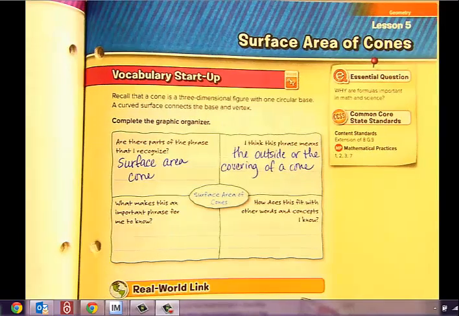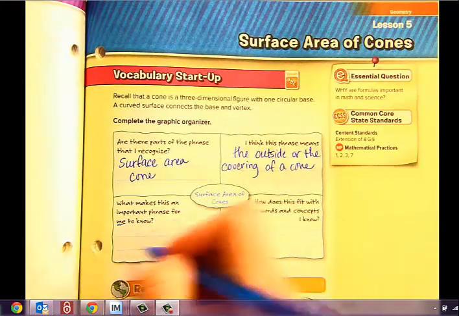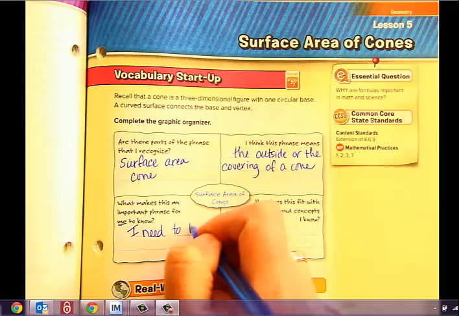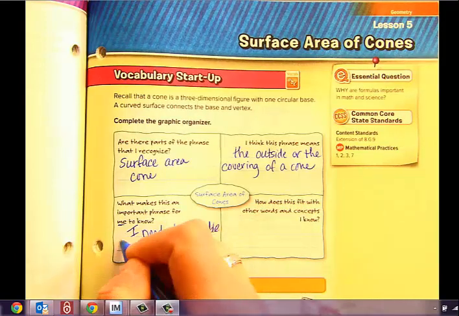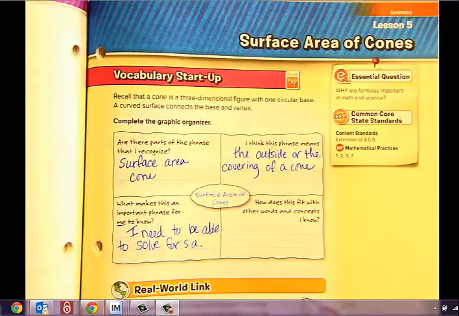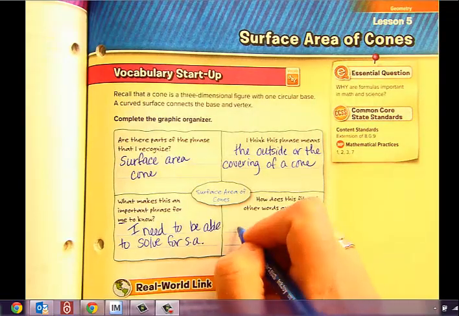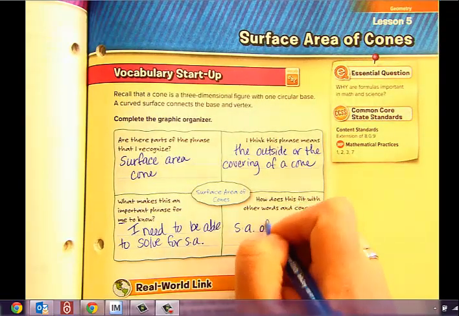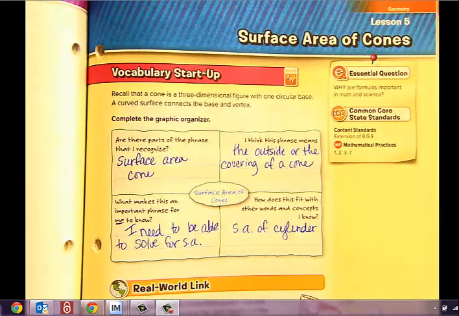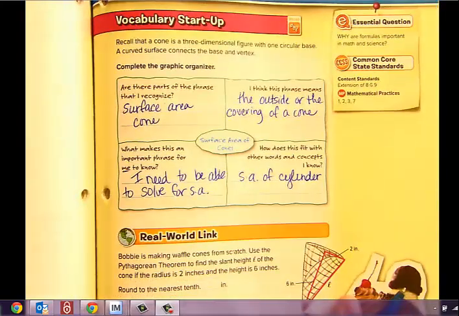What makes this an important phrase for me to know? Well, it's important because I need to be able to solve for the surface area of a cone. And how does this fit with other words and concepts I know? Well, we've done surface area of a cylinder, and we used a lot of those same clues. So now let's look down here at the real world link.